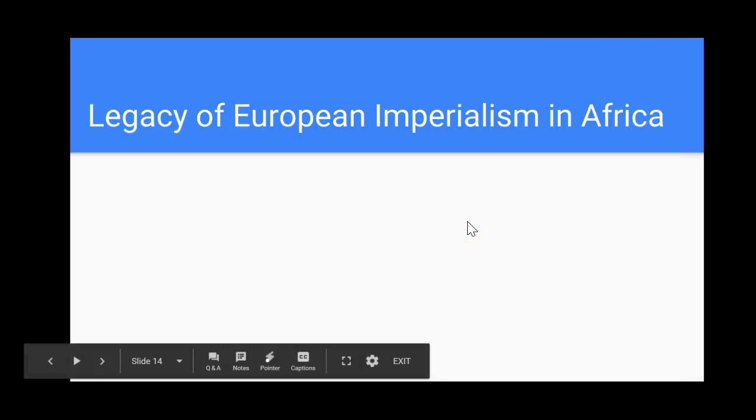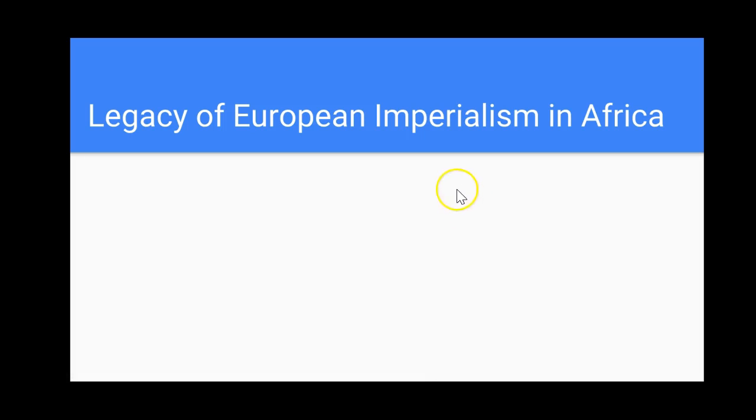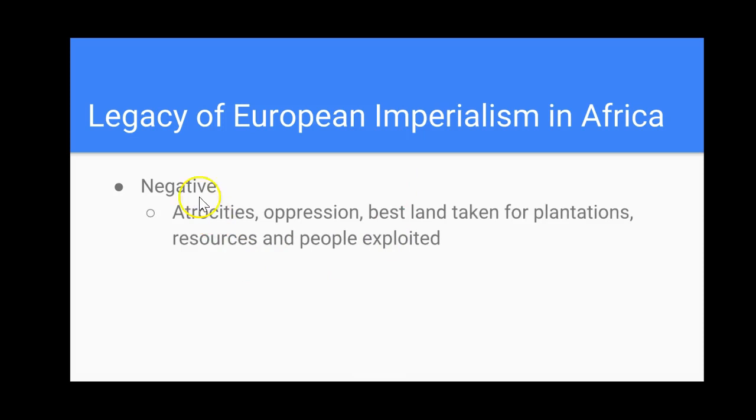Okay, and perhaps the most important part, this is why we study history. What is the legacy of European imperialism in Africa? Well, we're going to talk about negatives and positives. I know some of you guys are saying, what is there positive about other countries taking over Africa? Well, there's going to be some, okay? So negatives: atrocities like what King Leopold committed against the people of the Congo Basin, oppression by all of these European powers in Africa. The best land in Africa was taken for plantations, and none of them are owned by Africans. And of course, resources and people were exploited.